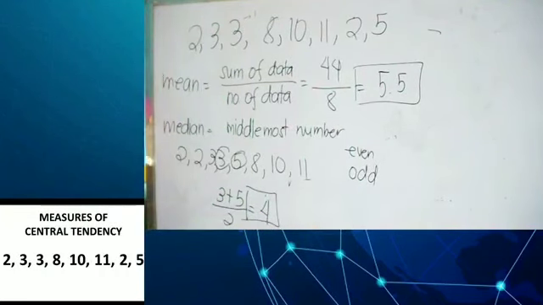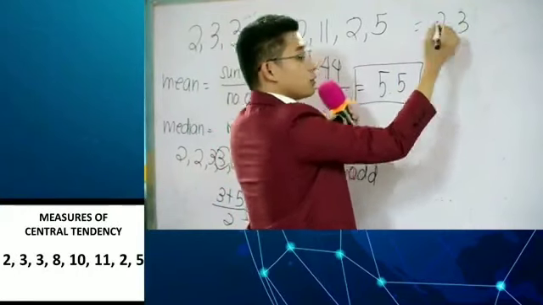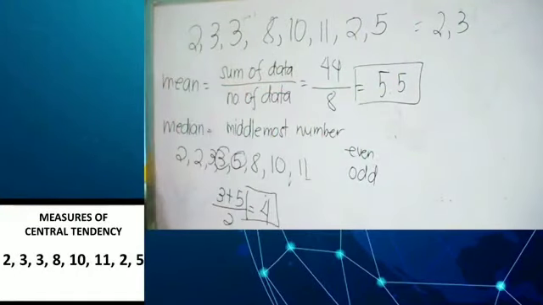Okay? How about the mode? Si mode po is the most frequent data o yung umuulit na data dito sa ating given set of data. So ano ba yung umuulit dito? Si 2 and 3. So pwede po bang dalawa yung mode? Yes. Ano pong tawag sa type of mode na iyon? That is bimodal. Paano po pag isa lang ang mode? Unimodal. Pag 3 and more, multimodal. Okay, so that is measures of central tendency.